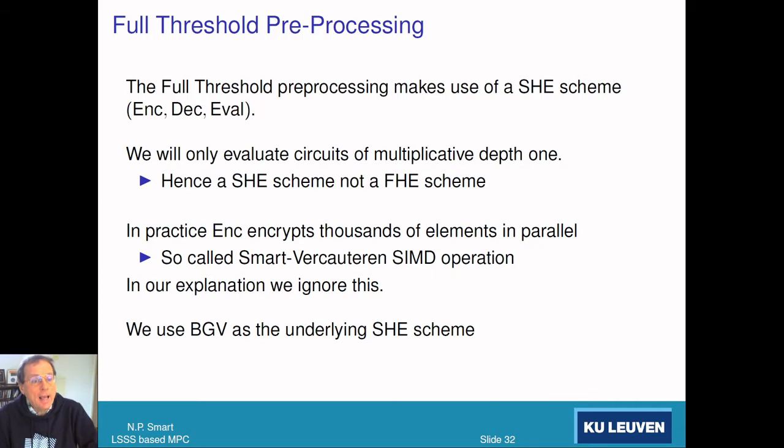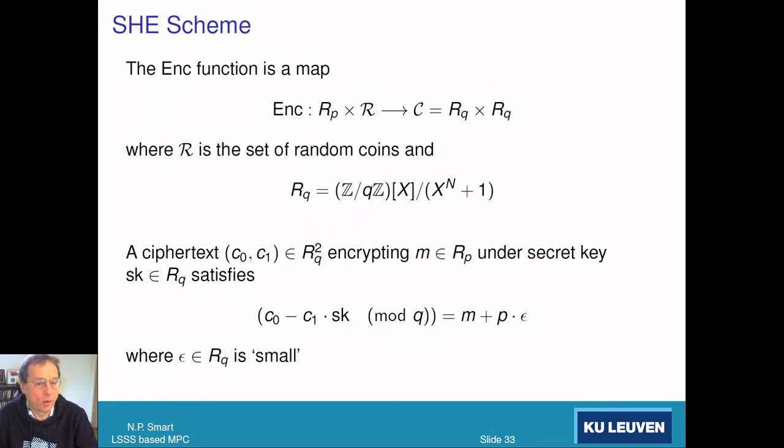We make it even more efficient by using what's called Smart-Vercauteren and SIMD packing, to pack as much data into each ciphertext as possible. Each ciphertext maybe holds 32,000 elements, so we do 32,000 things in parallel. We're also going to use BGV as the underlying somewhat homomorphic encryption scheme, because we're really going to be dealing with large finite fields as the base plaintext space. But if you don't understand any of that, we're going to abstract it away.